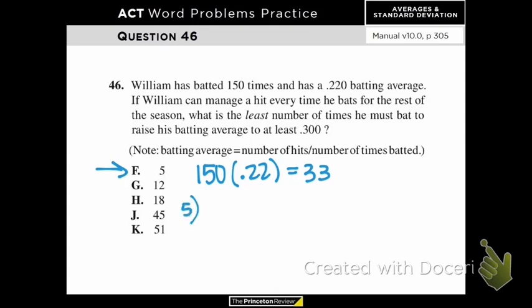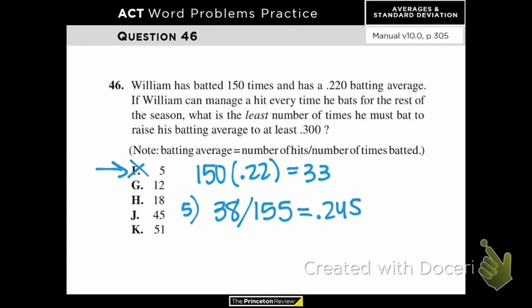So if we want to see if 5 is the answer, I'm going to take that 33 and add 5 to it because he's gotten a hit every time. So now I'm at 38 out of, again, I'm going to take 150 and add 5, so 155. And I want to see if I get his batting average up to .300, or .3. So 38 divided by 155 gives me .245. Not up to .300, so that is wrong.